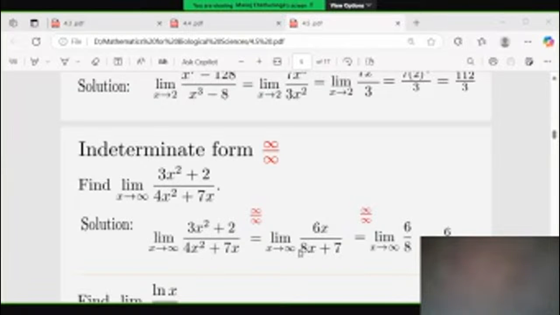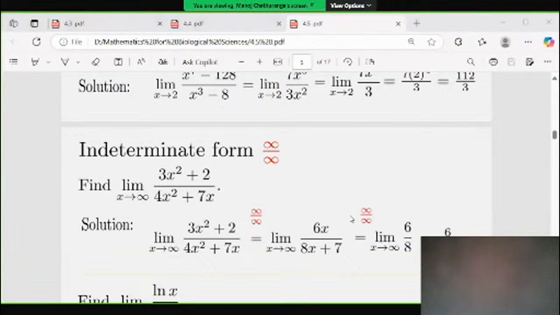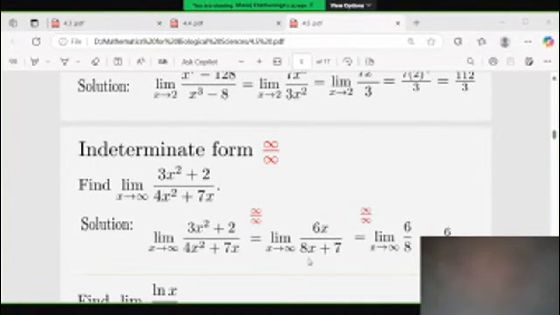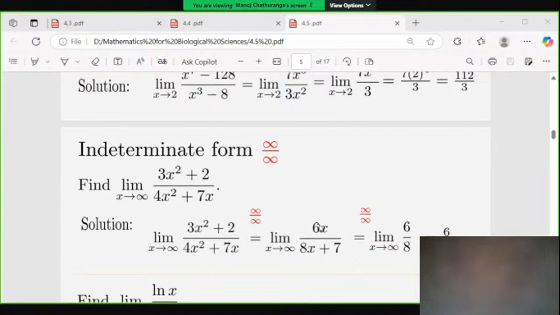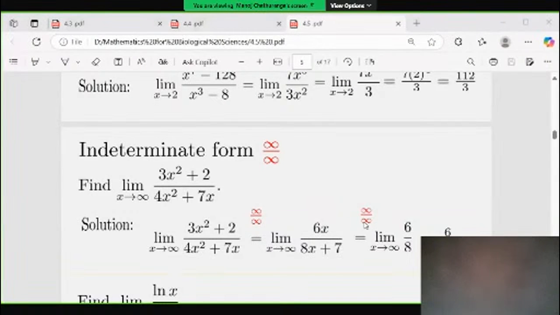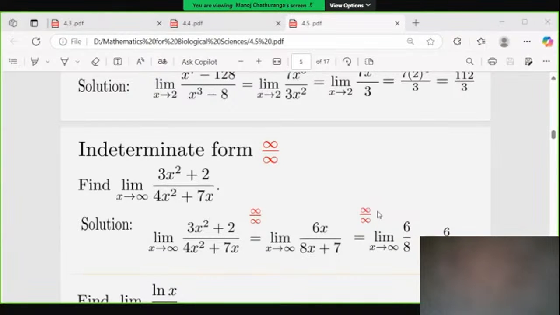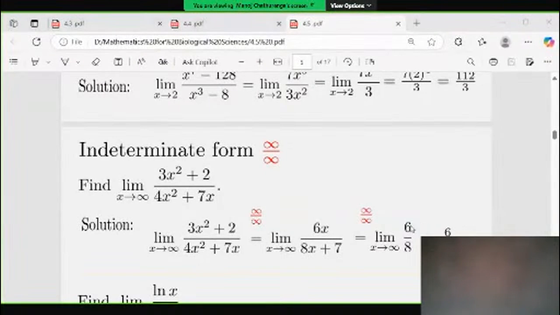But now still we have not solved the problem completely. We have reduced the powers, but still this is infinity divided by infinity. If I substitute x equals infinity, 6x is infinity and 8x plus 7 is still infinity. So still this is an indeterminate form, infinity by infinity. So still the L'Hopital's rule applies. Take the same function and differentiate numerator and denominator separately. Derivative of 6x is 6. Derivative of 8x plus 7 is 8.